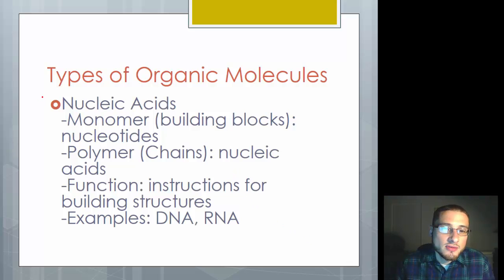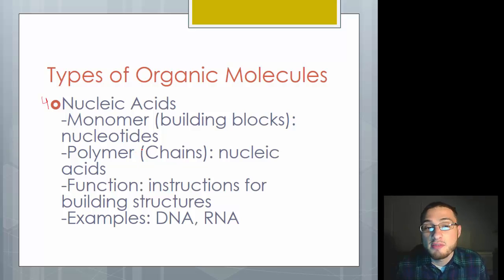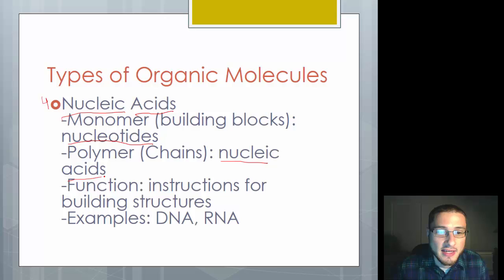Our fourth and final organic molecule, there's only four kinds. We talk about carbohydrates, lipids, proteins, and now nucleic acids. Nucleic acids are important because ultimately they're the instructions for building our structures in our body. They dictate how we are made up, what we are. Their building blocks are nucleotides, and you'll hear more about those later in the year when you talk about DNA. And their polymer, or their chain, is nucleic acids. So nucleotides make nucleic acids, and they function as the instructions.